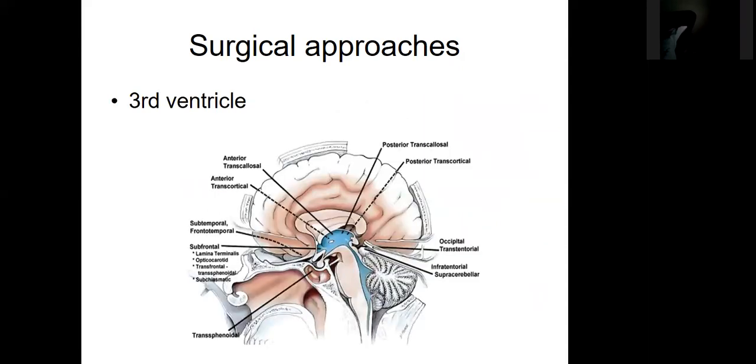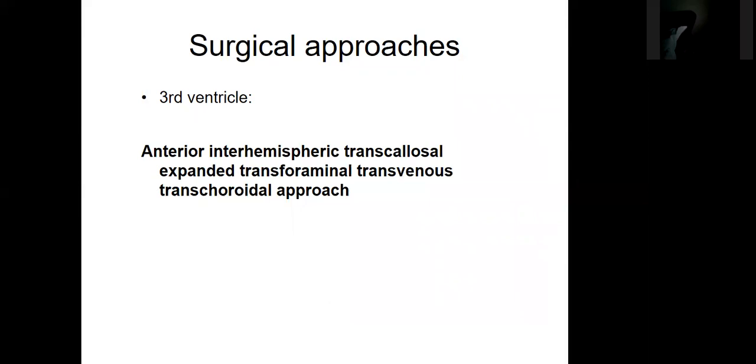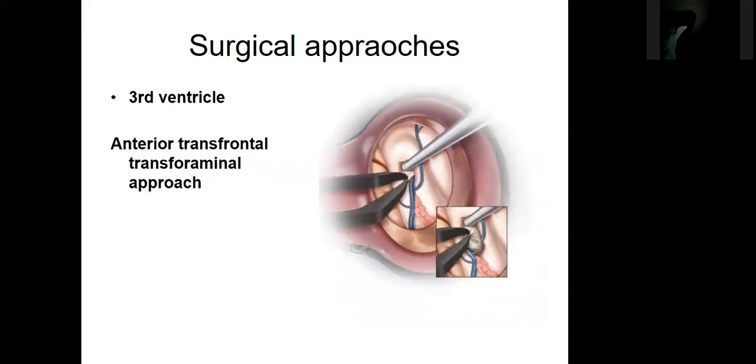With the third ventricle, we have various approaches, be it the transforaminal approach, the transcallosal approach, or transcortical approaches. One of the most used approaches is the anterior interhemispheric transcallosal approach through the callosum, expanded transforaminal through the foramen of Monro, and the transvenous transchoroidal approach. Another procedure is the anterior transfrontal transforaminal approach.